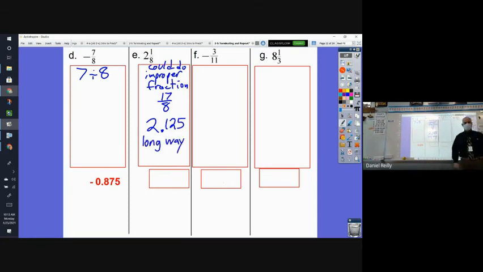What is the short way to do this problem? Evie? Divide 1 by 8. Okay, you divide 1 divided by 8, you get 0.125. Where does this 2 go? In front of the decimal point. You know it's going to be there, right? You know there's a 2 in front of the decimal point, so you just do the fraction part. 1 divided by 8, and you get 0.125. And if it's negative, you put a negative sign in the front.